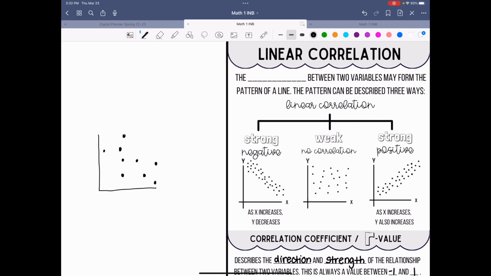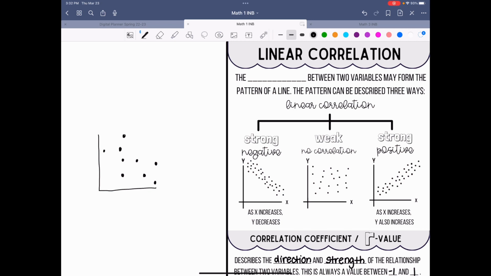And why would we have non-perfect real-world data? Well, think about age and height. Not everybody that is 10 years old is 4 foot or 5 foot tall. I may have a 10-year-old that's 4'6", and I may have a 10-year-old that's 5 feet. They're close in height, but not exactly.